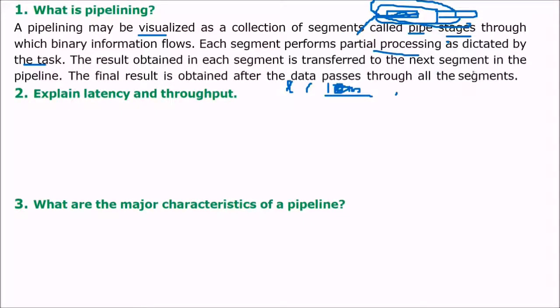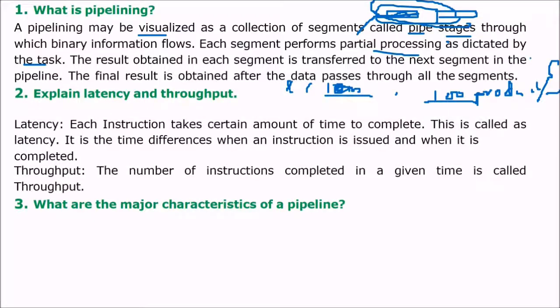And the throughput will be like this. Say in a manufacturing company, 100 products or 100 objects are made per minute or per second. Okay, 100 products per second. So this 100 is the throughput, right?